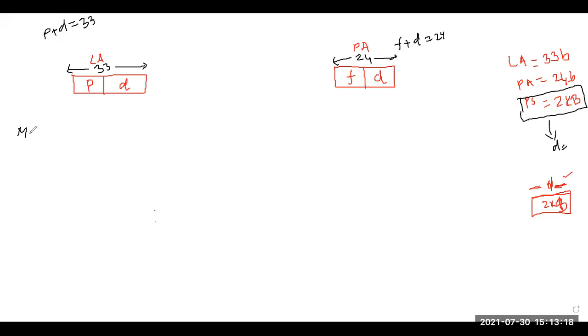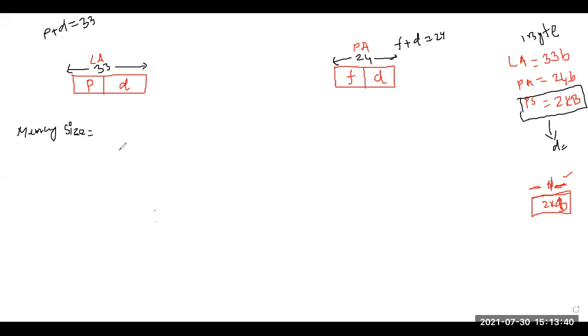Now tell me, with this 33 bits, what will be the memory size supported? If I am using 33 bits per address location, then what will be the memory size? Now assume that my system is byte addressable.